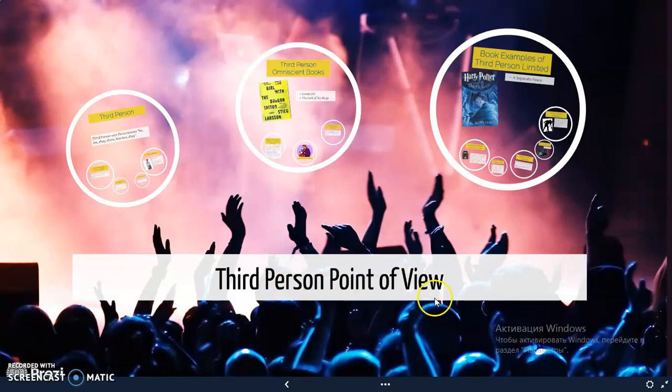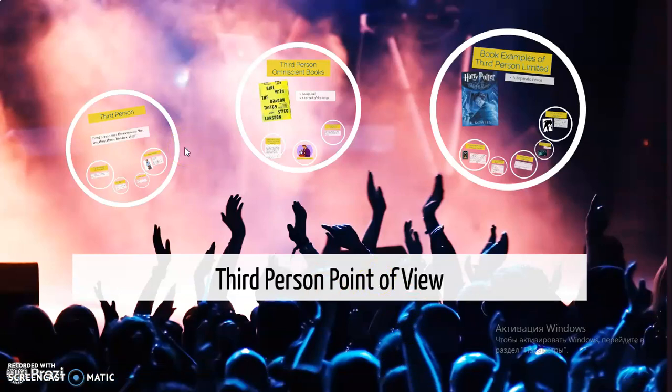So third person point of view, third person narratives. We have looked through three types of third person narratives: limited, omniscient, and objective. And also we have learned how to differentiate first person, second person, and third person narratives.